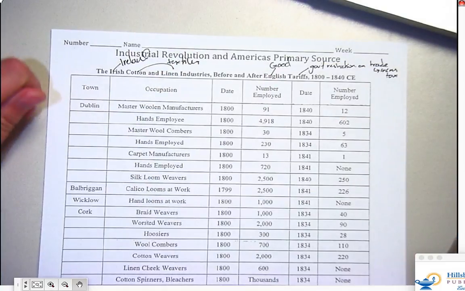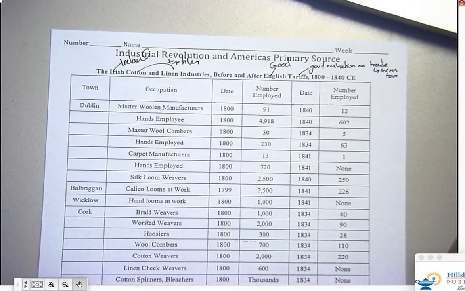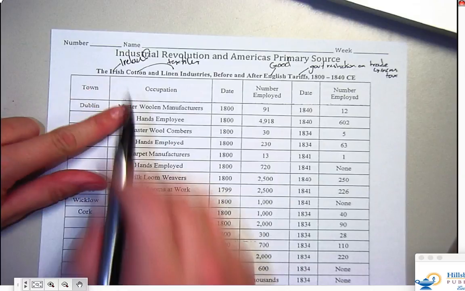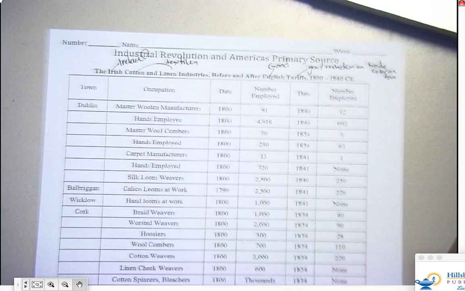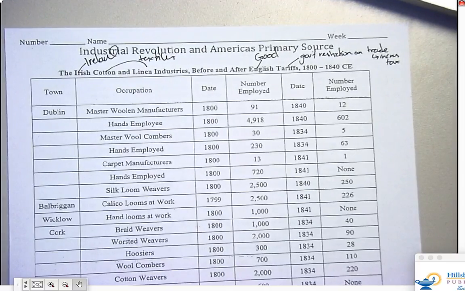Okay, when you are looking at a chart of some sort, you need to really make sure you understand what the chart is telling you. If you don't go through even just the title, which is what we have, and look at it closely, make sure you understand, then this is going to be a problem.